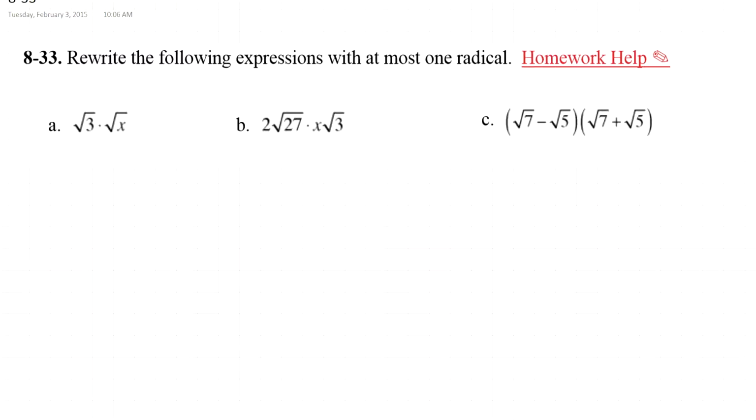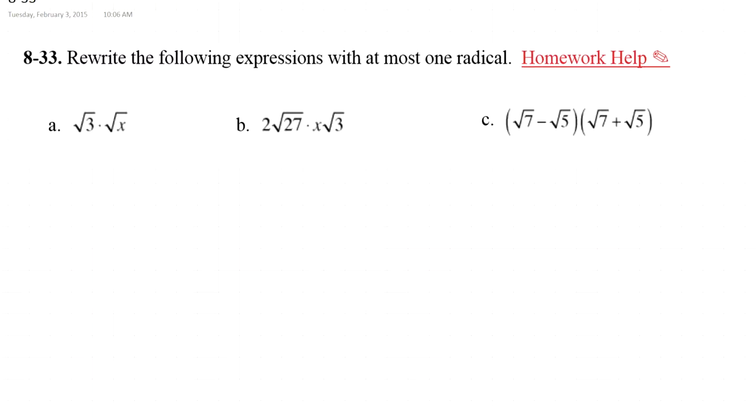833, rewrite the following expressions with at most one radical. Okay, so with working with completing the square and working with the quadratic formula, we're going to have radicals in our answers, and so we need to know how to add, subtract, and simplify them. We've talked a little bit about it, but here are some more problems.